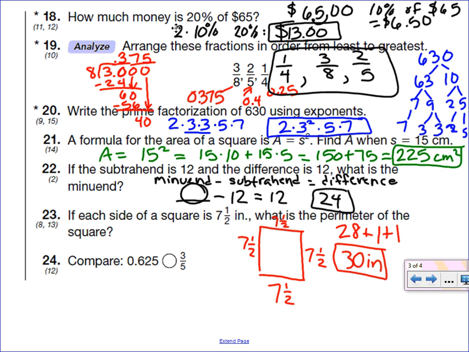Compare 0.625 and 3/5. Well, the easiest way to do that is to take the 3/5 and turn it into a decimal. 3/5 is just a decimal you should know. It's 0.6, and since 0.6 would be 0.60, and 0 is less than 2, other way, 0.625 is greater than 3/5.